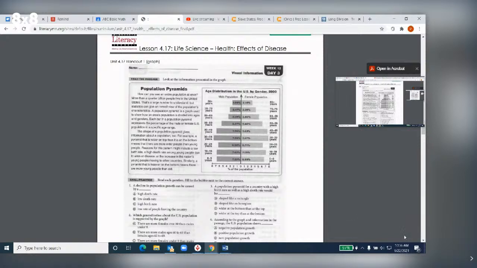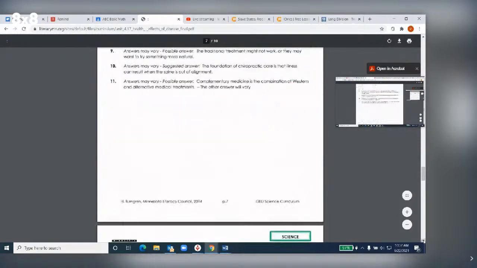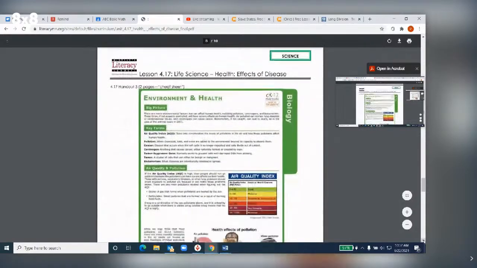Okay, let's go down to, okay, this is environment and health. It says there are many environmental factors that can affect human health, including pollution, carcinogens, bioterrorism. These 3, if not properly controlled, have severe effects on human health. Air pollution can worsen lung disease or cardiovascular issues, and carcinogens cause cancer. Bioterrorism, if not caught, can lead to death, as in the case of an anthrax scare in 2001.